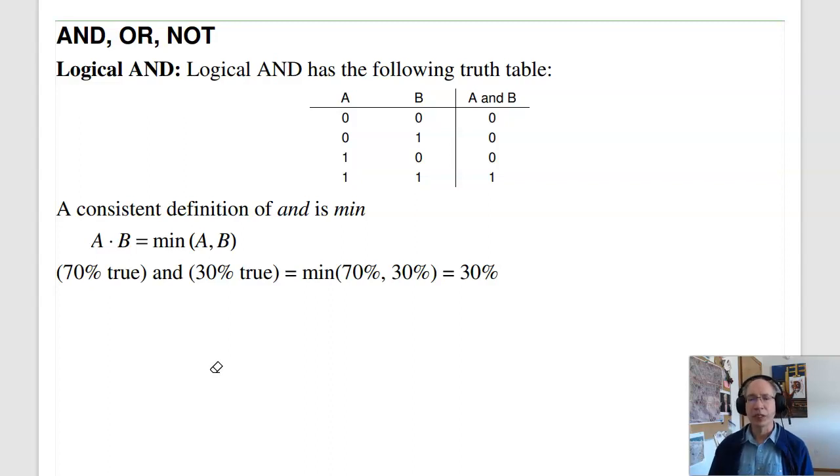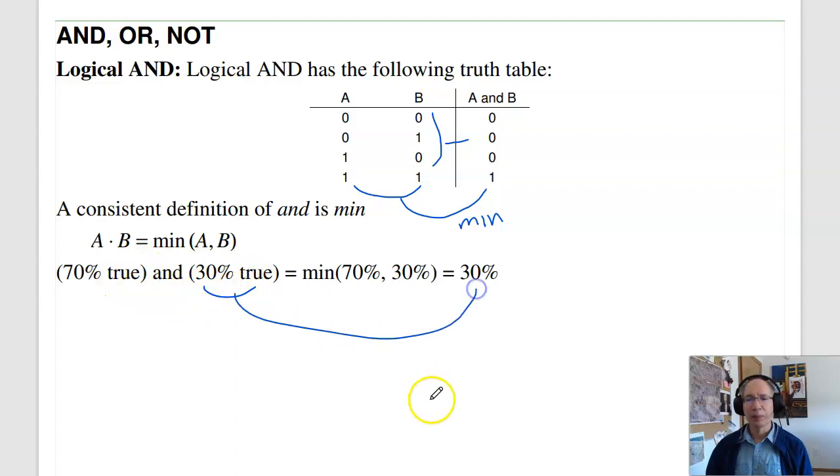So let's start with Boolean logic. In Boolean logic, A and B are true only if both A is true and B is true. Now, a consistent way of implementing that is to say that A and B is the minimum of A and B. So if either one is 0, the minimum of A and B is going to be 0. The advantage of that definition is it can handle partial truth. For example, if I say A is 70% true, B is 30% true, what is A and B? Well, taking the minimum of 0.7 and 0.3 is 0.3. So that's a consistent definition of AND.